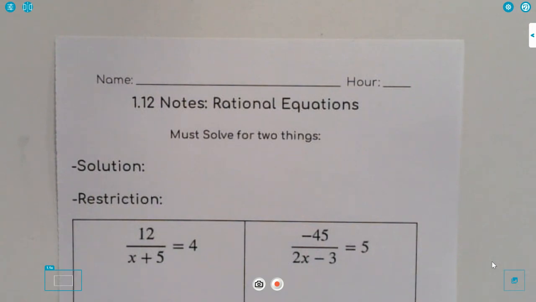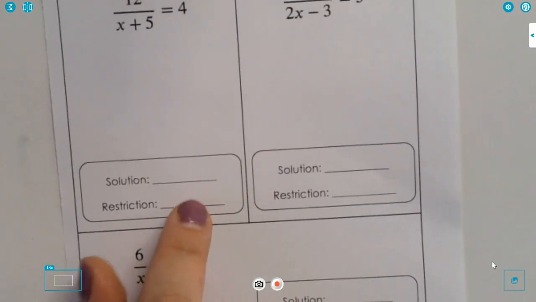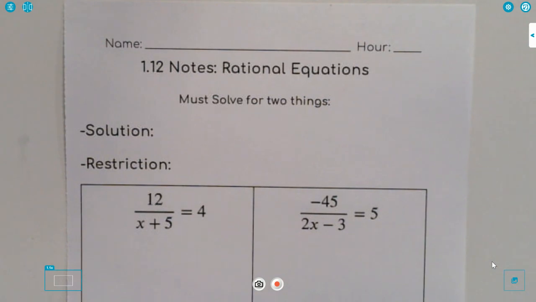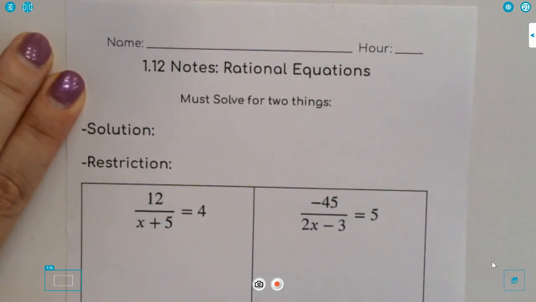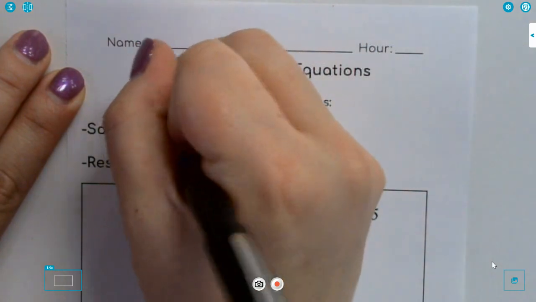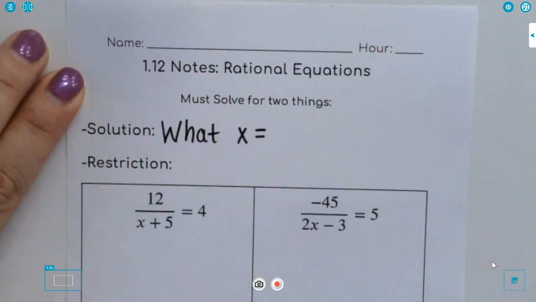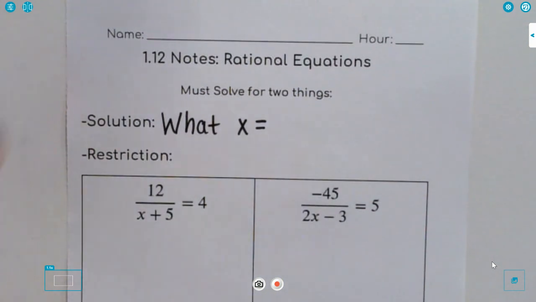So with a rational equation, we are actually going to solve for two things. I put a little box at the bottom of every problem so you remember to solve for both things. We are going to be solving for the solution of every equation, and we are going to be solving for the restriction of every equation. The solution to an equation is what x equals. So we're going to solve the equation, figure out what x equals.